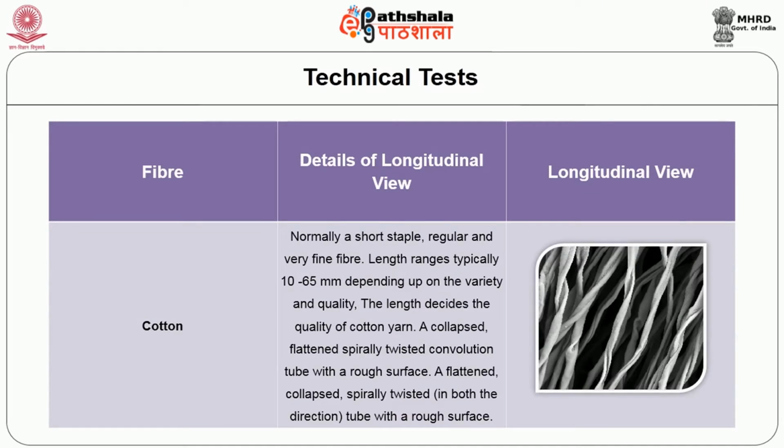Under microscopic view, either through an optical microscope, scanning electron microscope or TEM, we will see the longitudinal view of the following fibers. First one is cotton. It is normally a short staple, regular and very fine fiber. Length typically ranges from 10 to 65 mm depending upon the variety and quality. The length decides the quality of cotton yarn. It is a collapsed, flattened, spirally twisted convoluted tube with a rough surface, twisted in both directions.